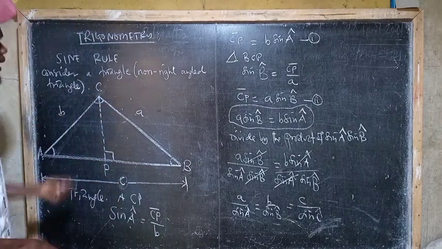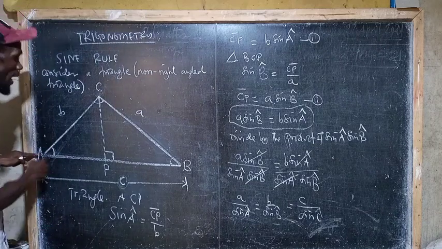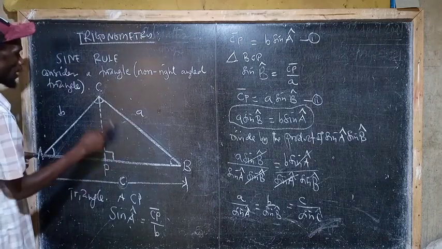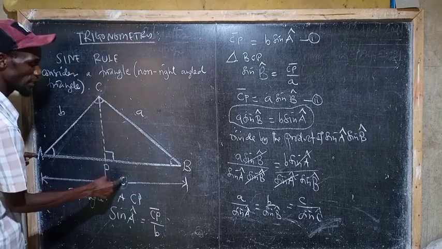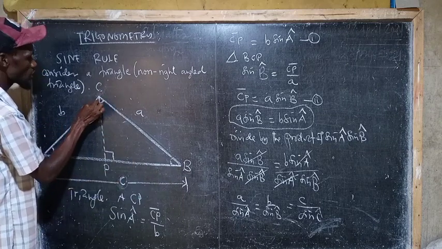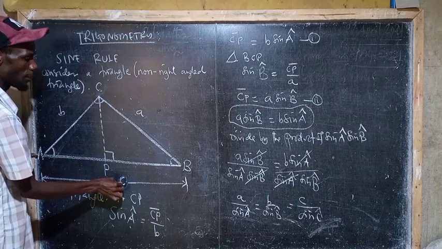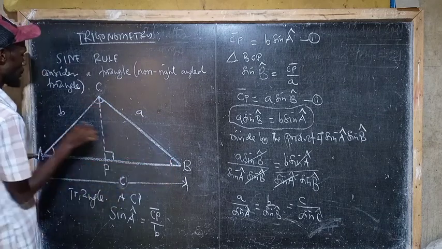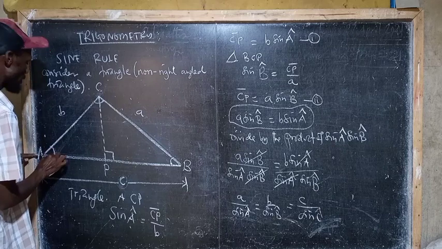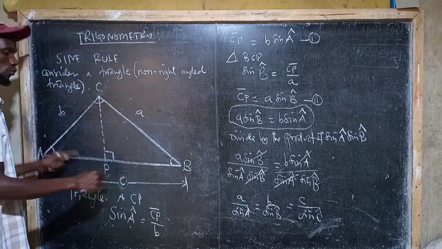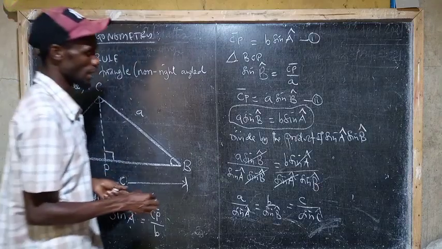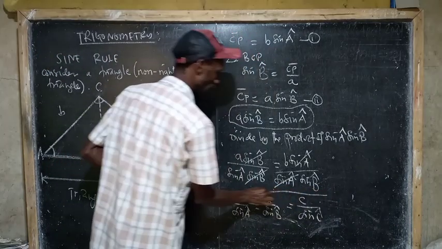Kwa maana hiyo lazima ukumbuke hii hapa side yake ni hii hapa. Halafu hii hapa side yake ni hii hapa. Maana yake opposite side ya angle hii hapa ni hii hapa. Kwa hiyo tunakuwepo na vitu vitatu ya namna hii kama vinavyoonekana. Kwa hii ndio inaitwa sine rule.